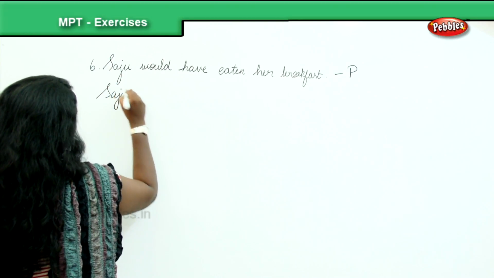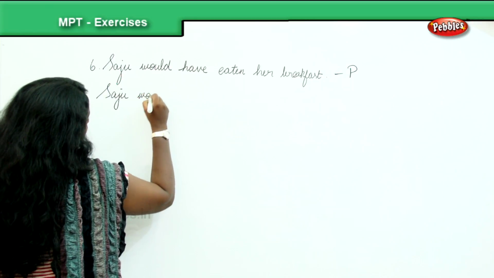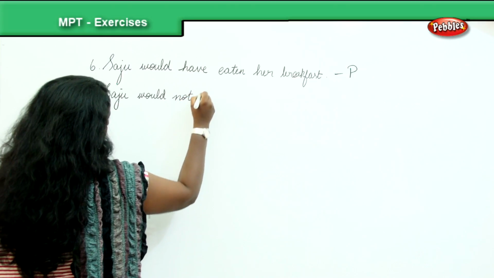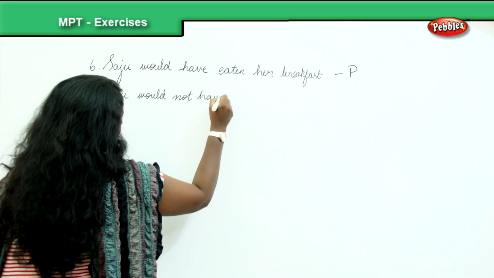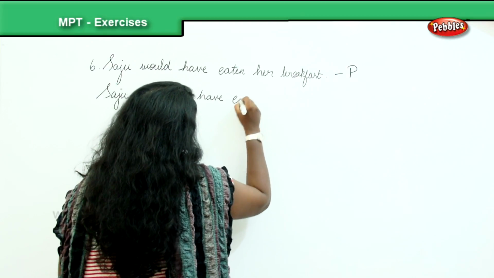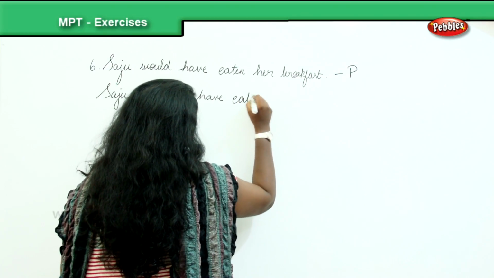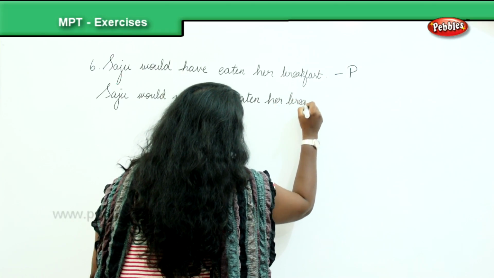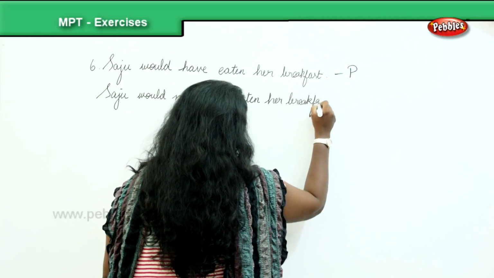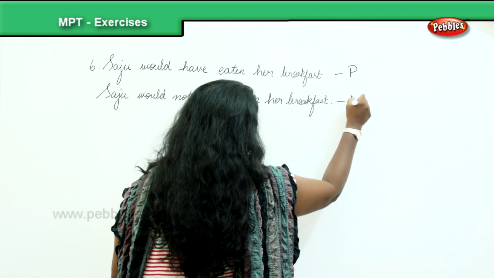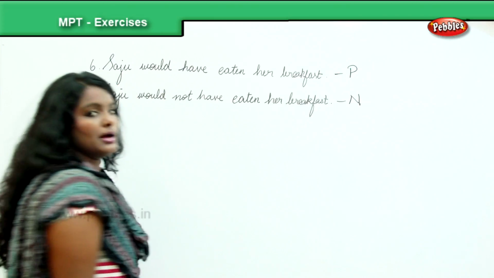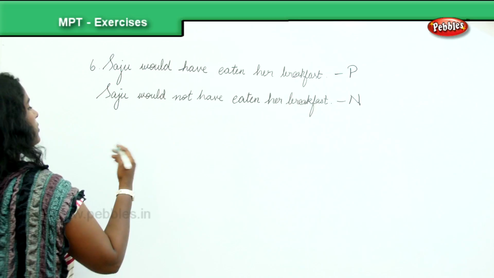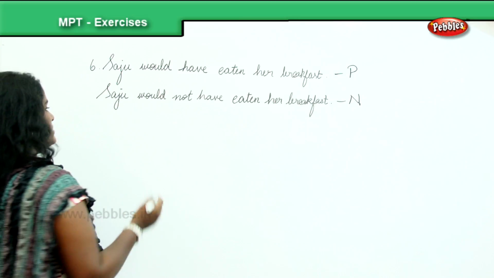Saju would not have eaten her breakfast. I have done nothing else but just added not. Let's move on to the interrogative sentence.